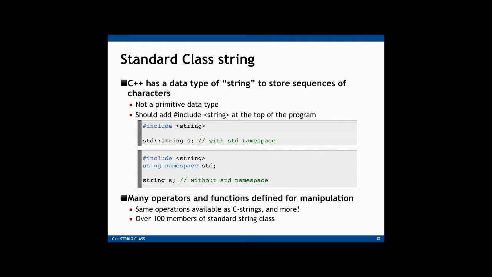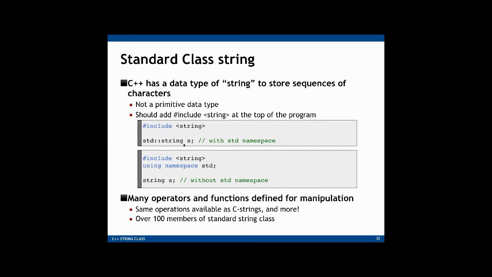To use the string class, you should include the string library like this. If you declare using namespace std like this one, you can use string just like this. If not, you must specify namespace std with a double colon each time you use string, like this one.